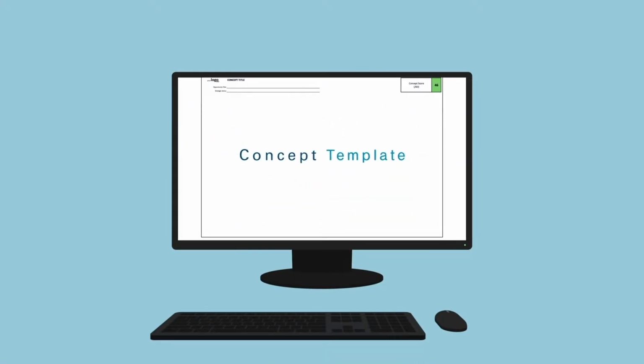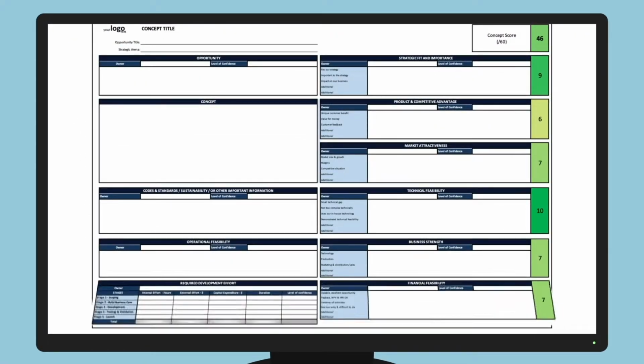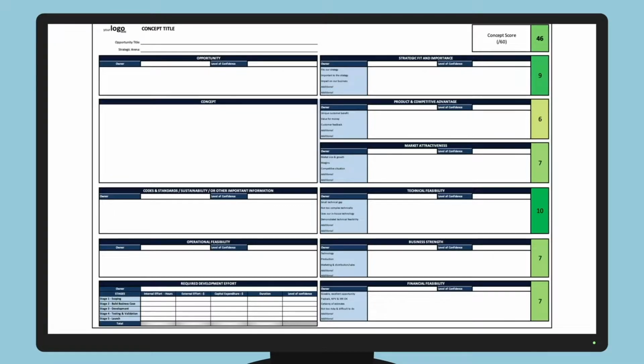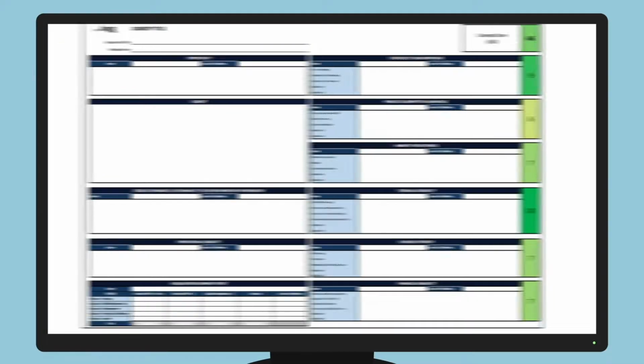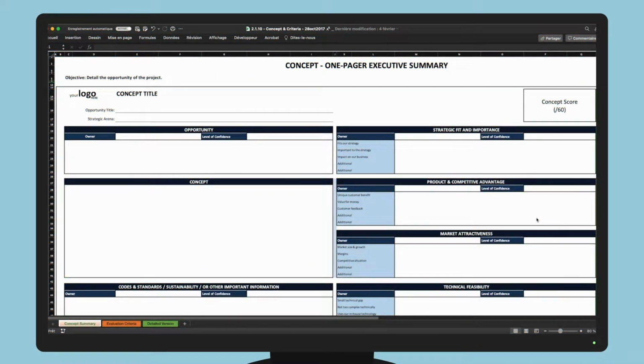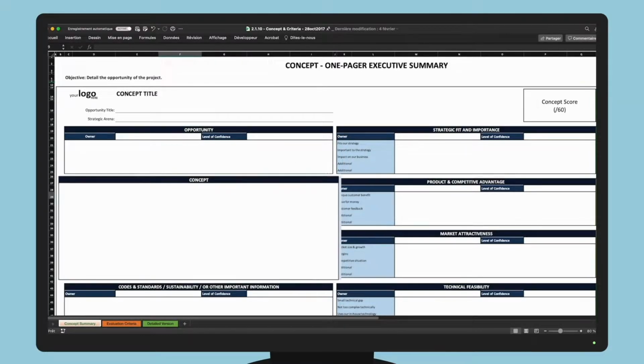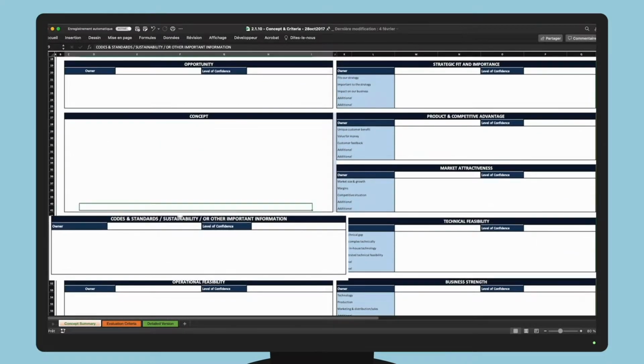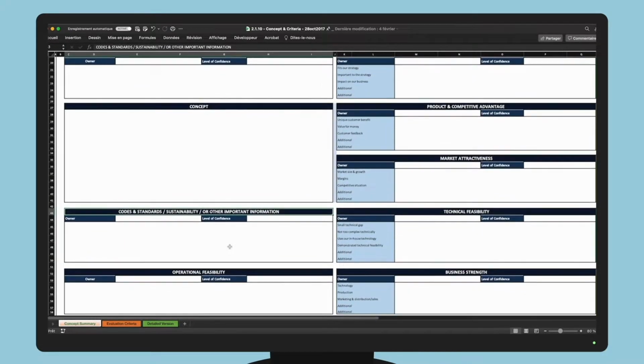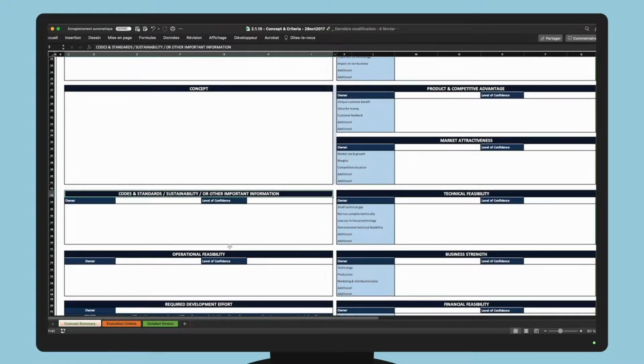Here's a concept template multiple club members use to develop their concept and present their portfolio review. Let's move to Excel and delve into it. It ideally fits on an 11 by 17 inch sheet or A3 sheet. The opportunity description. The concept description. How it responds to codes and standards, or sustainable development, or replaces any other information you believe is important for your organization.